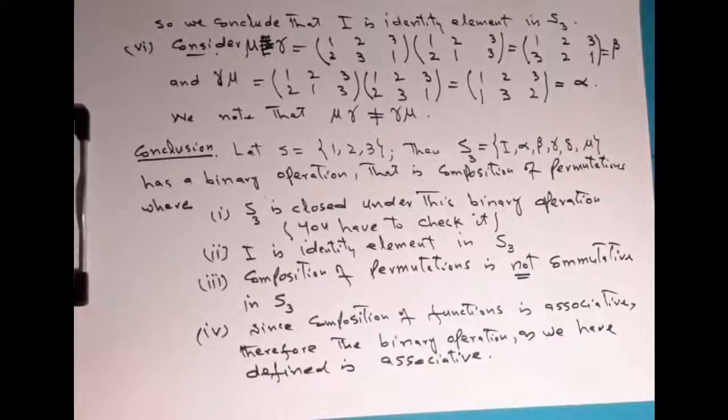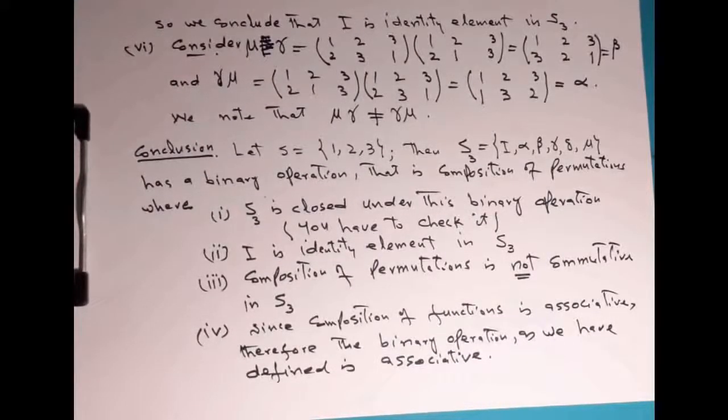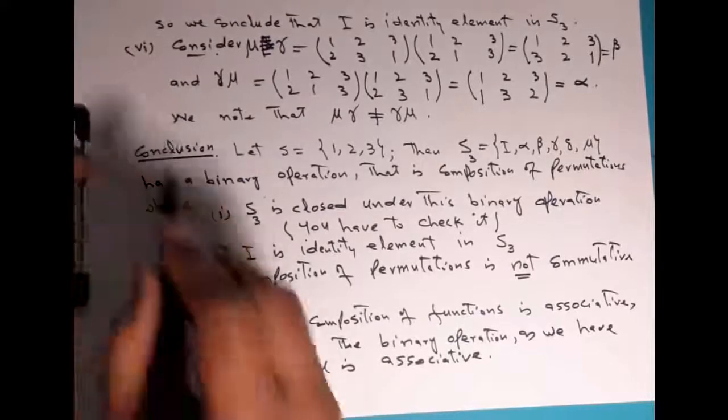Think about the definition of a group. Note that only one thing is left, and that is inverses. Let me comment that in S3, the inverse of every element exists under this particular binary operation, composition of permutations, and you have to check that with the help of a table. I will develop the table for your assignment.